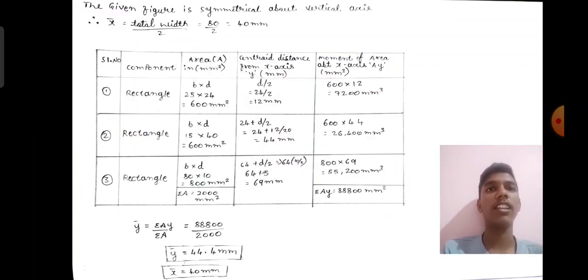To calculate the x bar, we have to take the total width divided by 2. 80 divided by 2 is equal to 40 mm. To calculate the y bar, we have to put columns of serial number, component, area in mm square, central distance from x axis and moment of area about x axis. First component, rectangle.